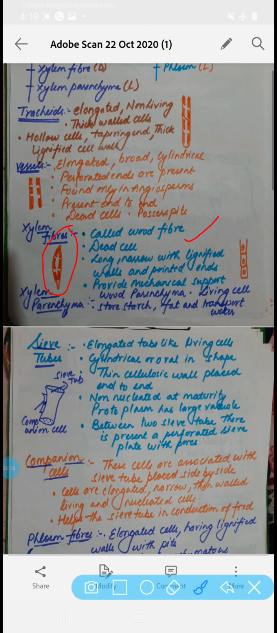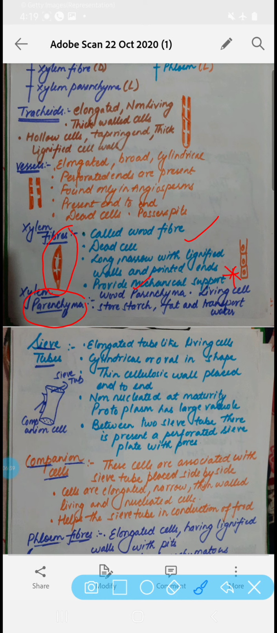Clear? Then comes the xylem parenchyma. It is also termed as wood parenchyma, and it is made of parenchymatous cells. Parenchymatous cells are again one of the simple permanent tissues. Now what is the main point to remember here?